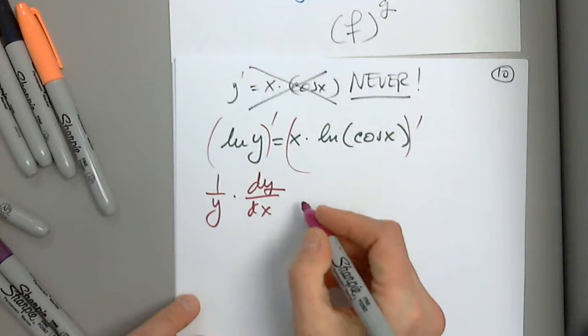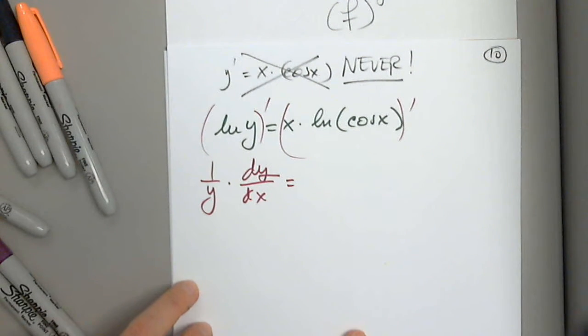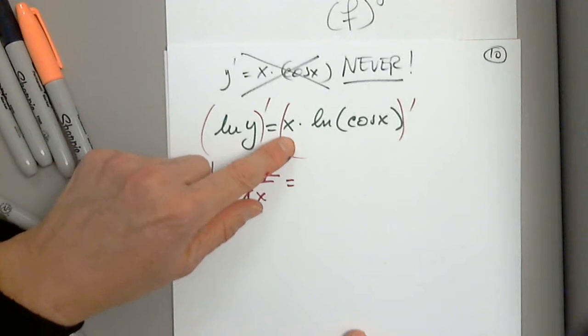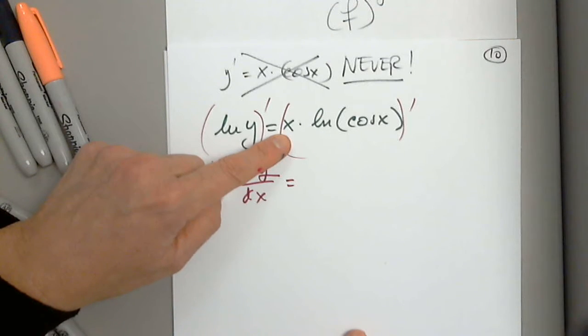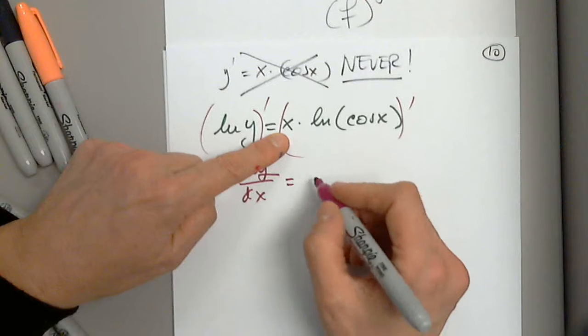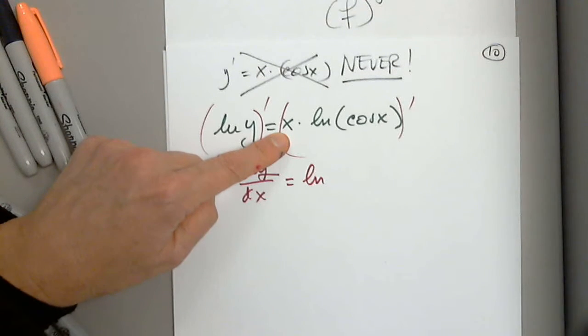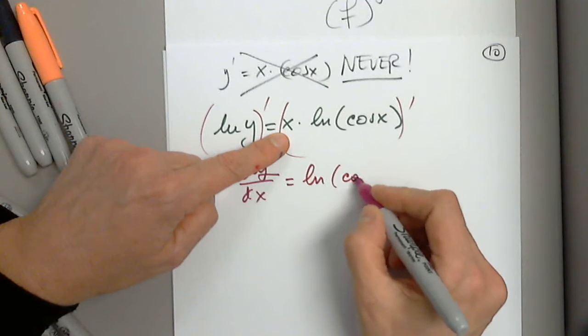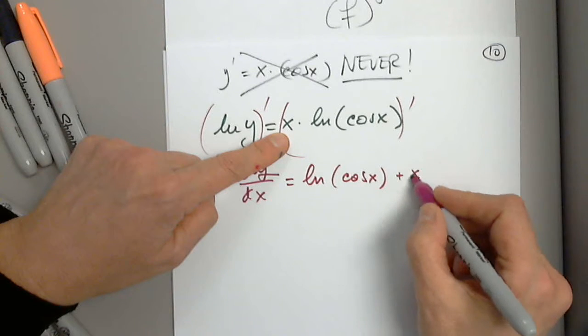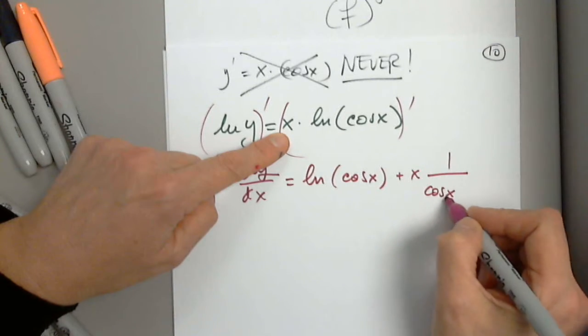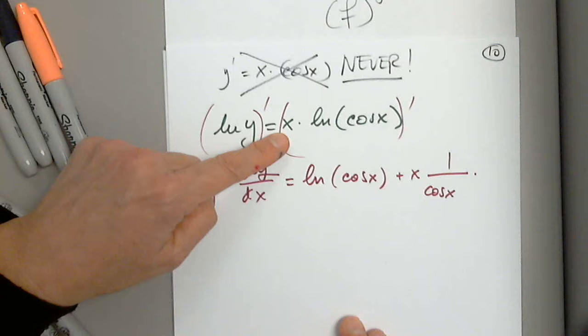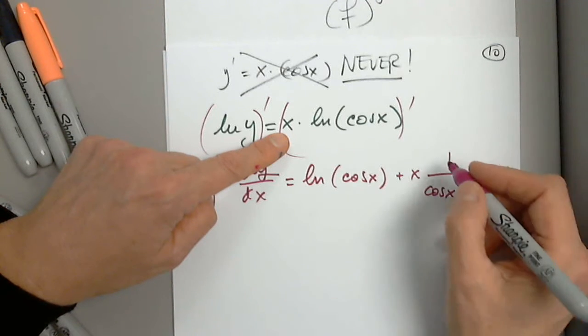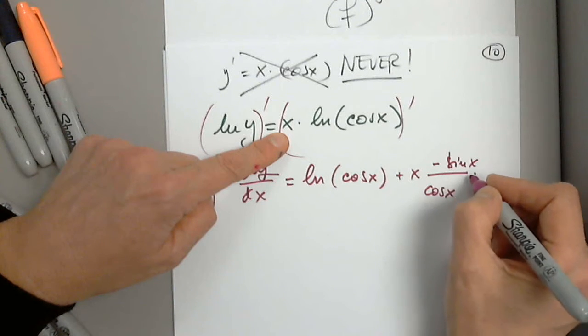Perfect. The right-hand side. 1 over cosine x. Just ln cosine x. Yes, the order is the same. It doesn't matter. You can use that. Cosine x plus x times 1 over cosine x times negative sine x, so you can put the negative sign at the top.